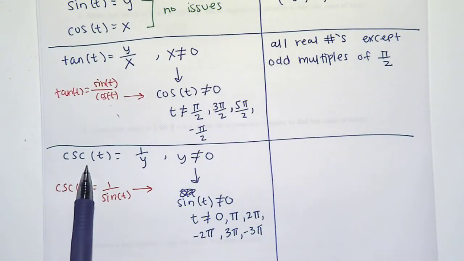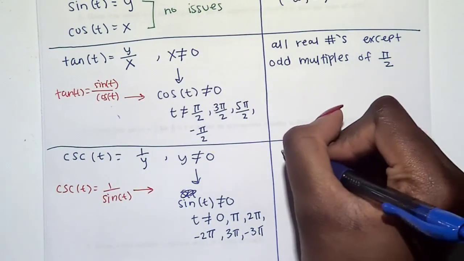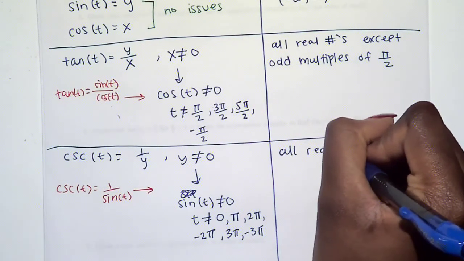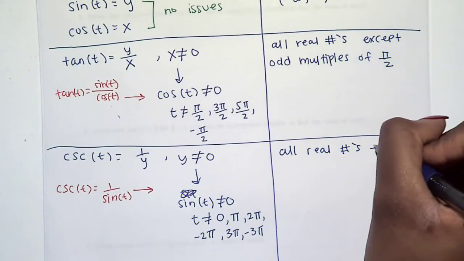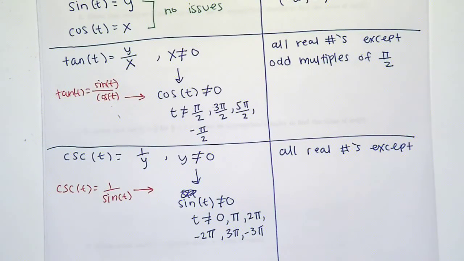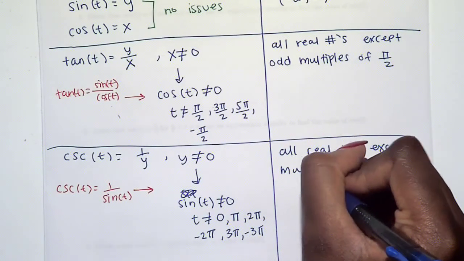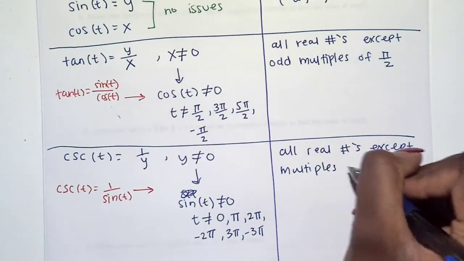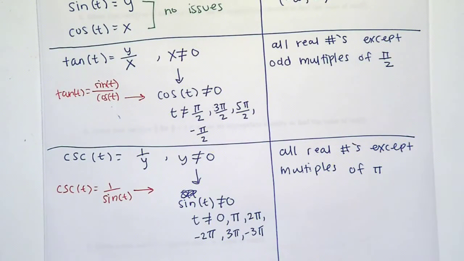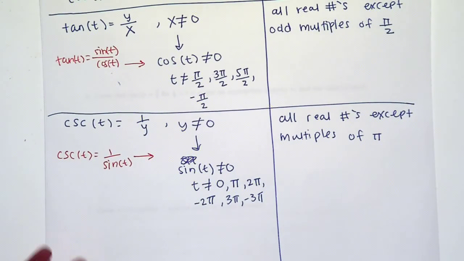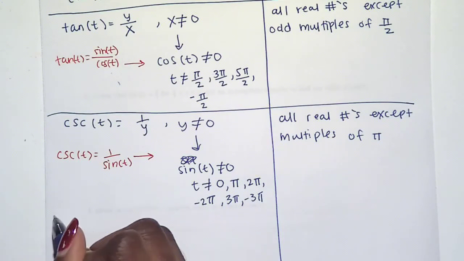So that means the domain of cosecant of t is everything except multiples of pi. All right, so we're going to say all real numbers except multiples of pi. Okay. All right, let's move on to the next one. We only have a couple more.